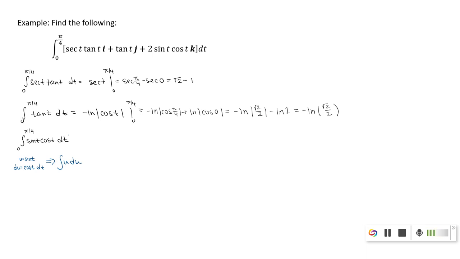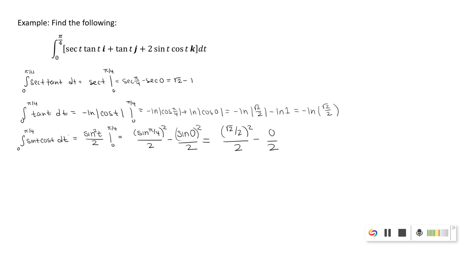So derivative of sine is cosine. And that makes this integral turn into a u du. So the cosine t dt is my du, sine of t is my u, and that's something I can integrate. Antiderivative of u is u squared over 2. So in this context, it becomes sine squared of t over 2.